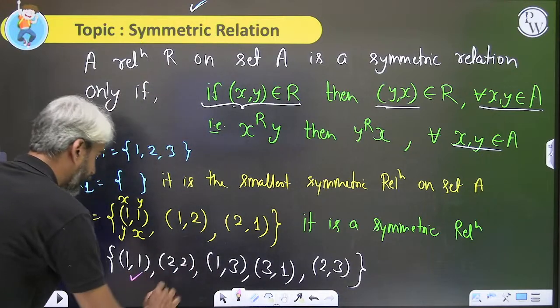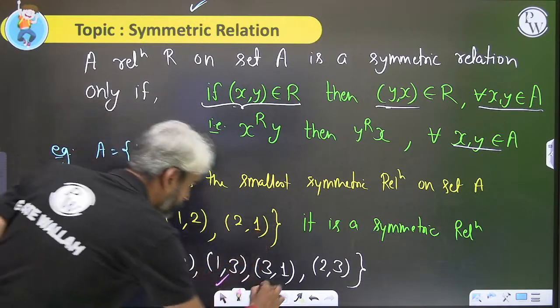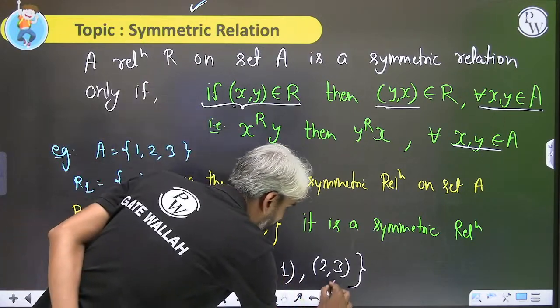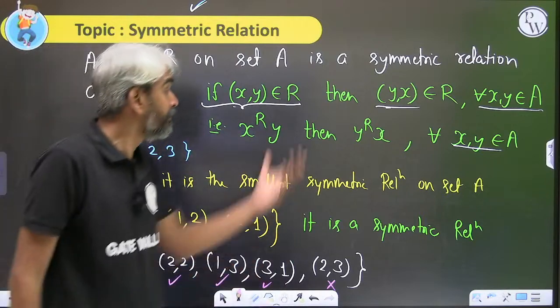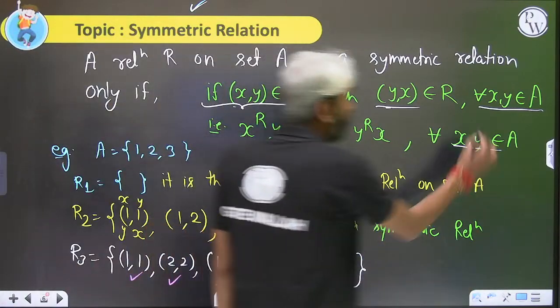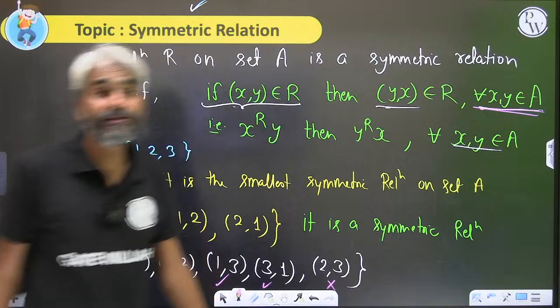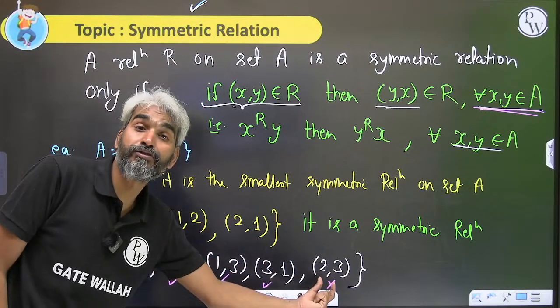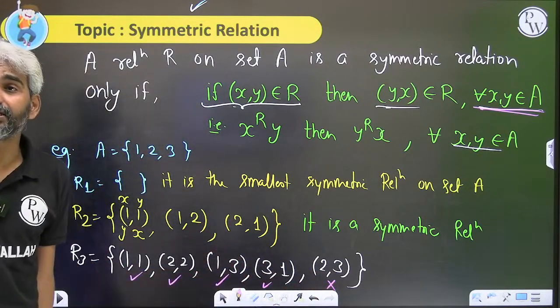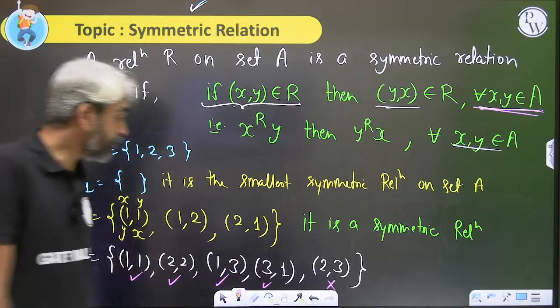(1,1) is okay, (2,2) is okay, (1,3) is okay, (3,1) is okay, but this (2,3) is not okay, and we said that this property should be true for all pairs of elements of set A. But for one pair of elements, that is for 2 and 3, this property is not satisfied.